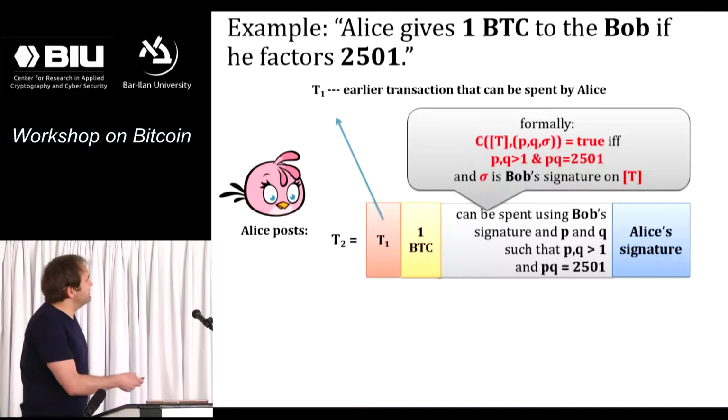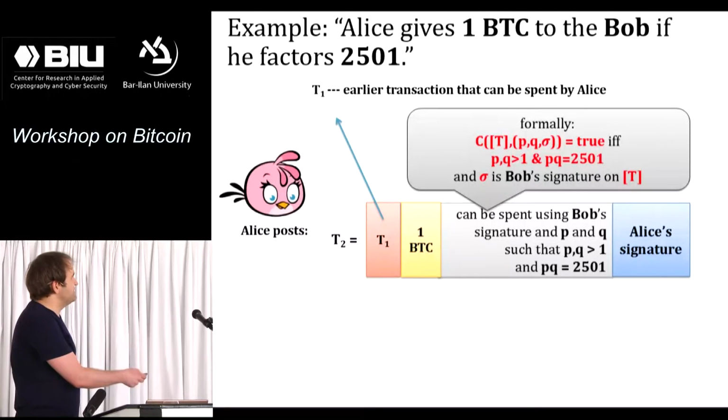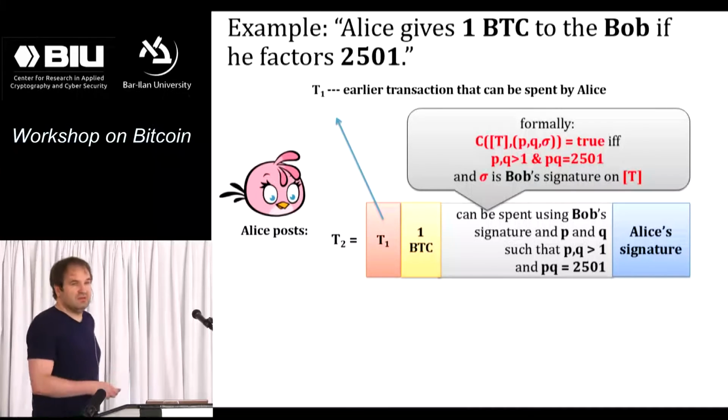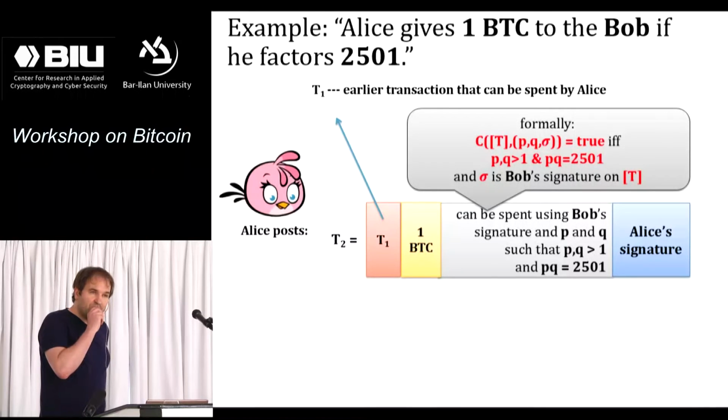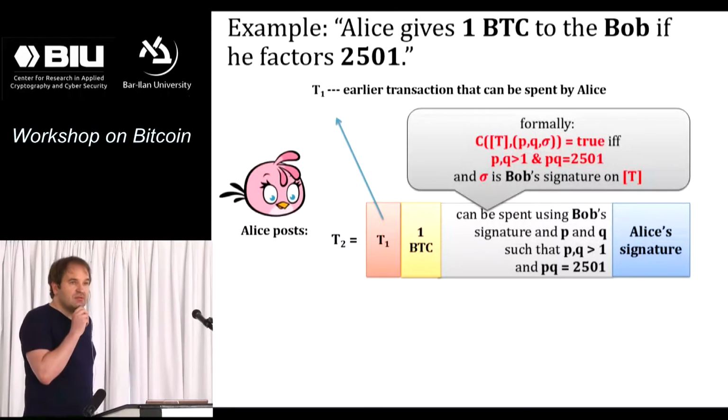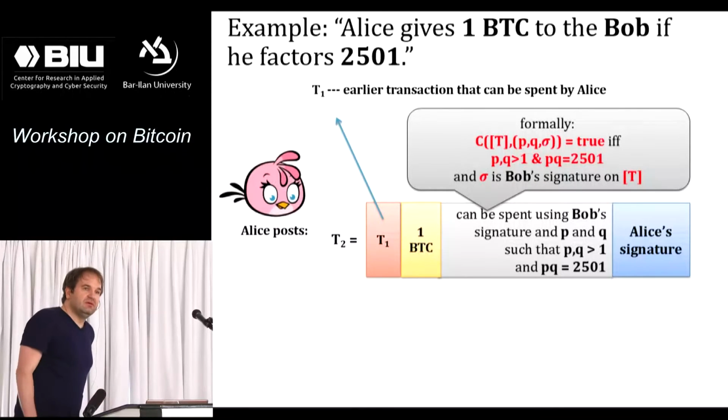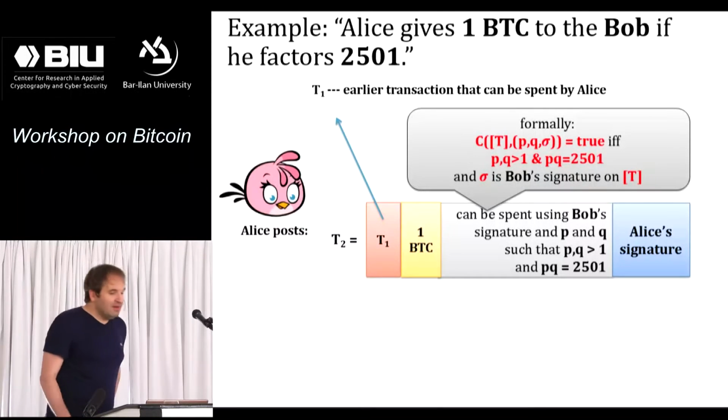So formally, I would write something like this. C(T, P, Q, sigma) is true if this condition is satisfied, so it's a product, and sigma is Bob's signature on T, so on the main payload. And if Bob never factors this number, then actually the money is in limbo. It can never be redeemed. Yes, Alice can never spend it anyway. Yes, a very good point.